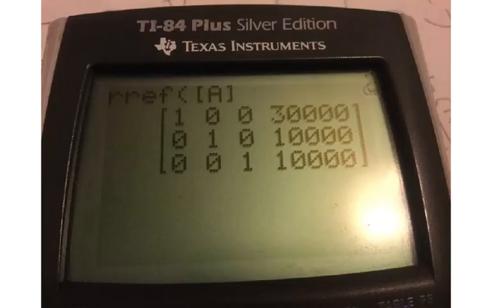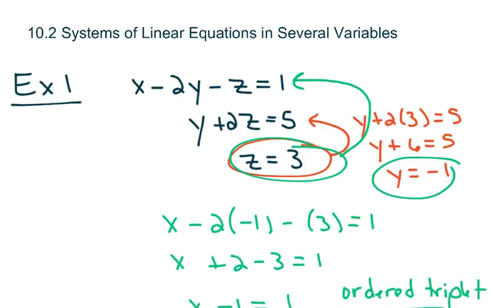So when you plug this information in the calculator and you use your reduced row echelon form, you're going to get this. Here's my identity matrix, so I must have an answer. And it looks like I'm going to invest $30,000 in the money market fund, $10,000 in the blue chip, and $10,000 in the high-tech fund. And that is section 10.2 on systems of linear equations in several variables.